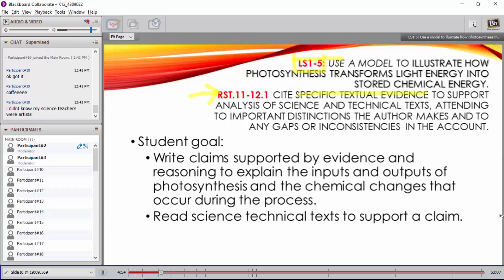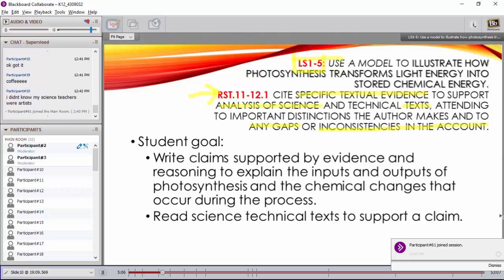for sure. Using analysis of science texts, which is going to be the resources we look at today, and also looking at gaps or inconsistencies in our account. So if there's anything that's not correct. So we're going to be looking at claims and seeing if they are true or if they are false. And how we're going to figure that out? We are going to analyze that information.